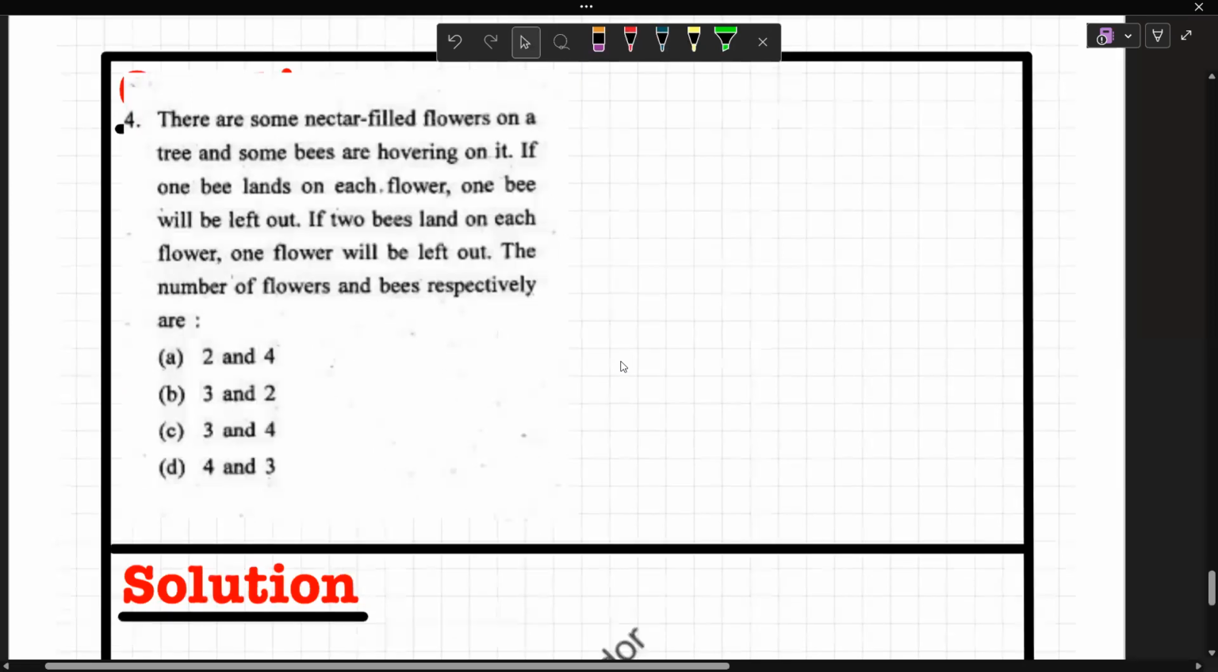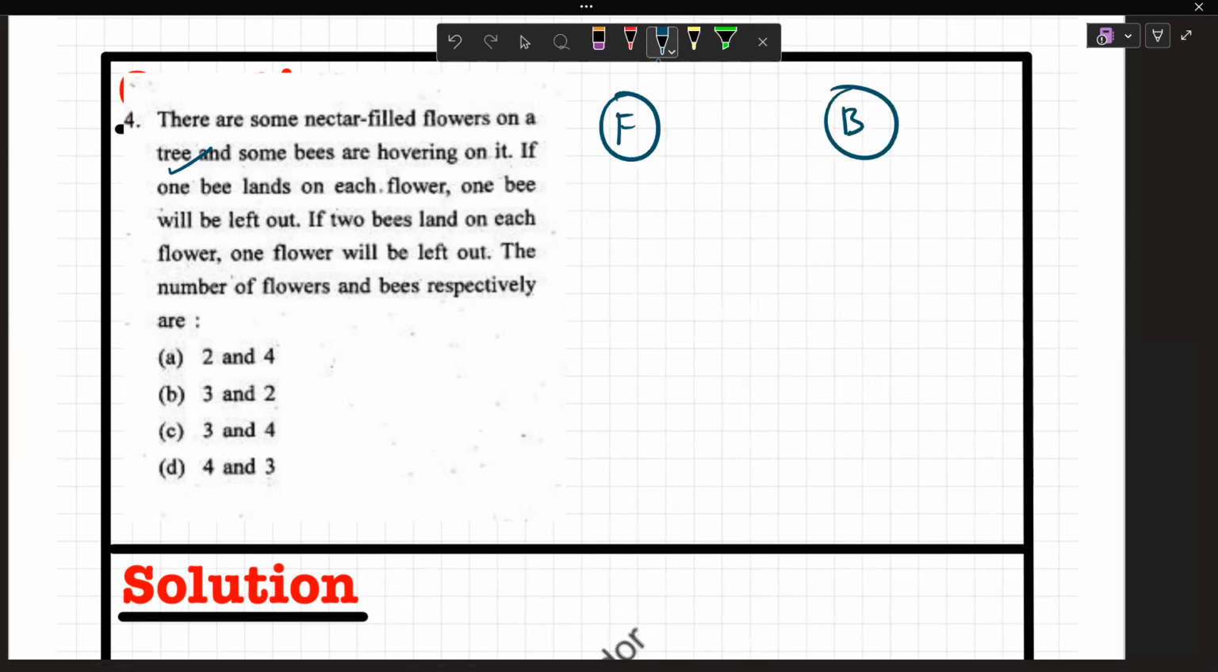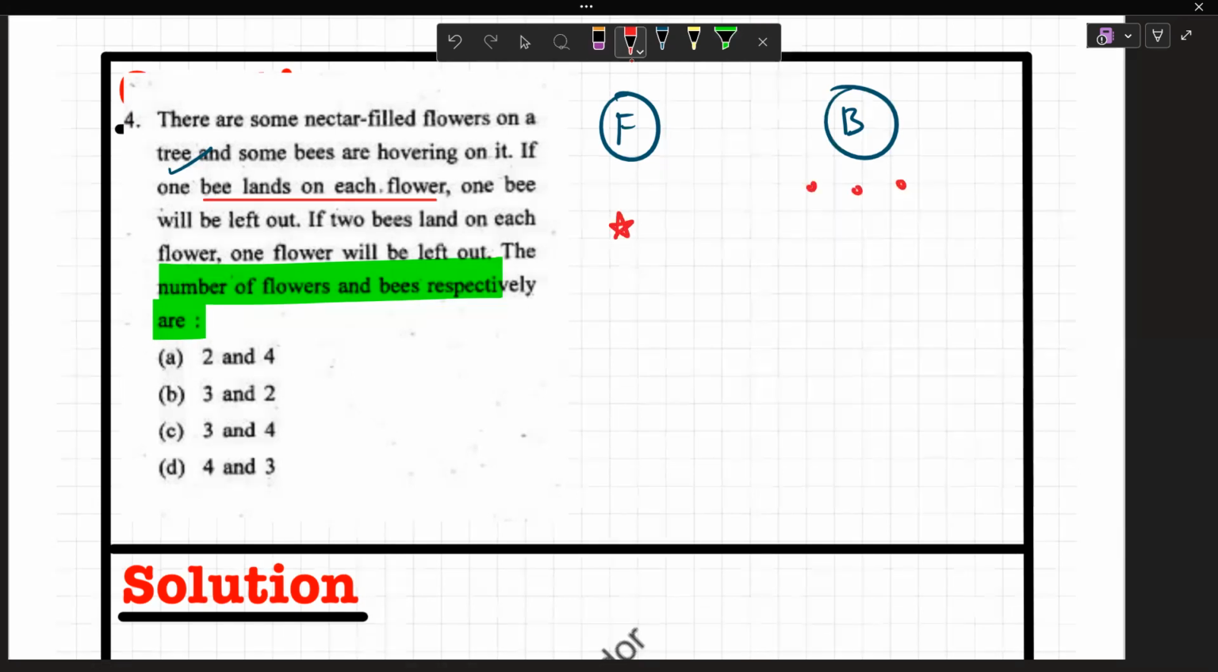Now coming to the next question. There are some nectar-filled flowers on a tree and some bees are hovering on it. There are some flowers, there are some bees. Yes, you have to read the question first. The number of flowers and bees respectively are. So you need to calculate. And the question says if one bee lands on each flower, one bee will be left out. There would be a certain number of bees, there would be a certain number of flowers. If each bee comes and lands on one flower each, one bee will be left out.